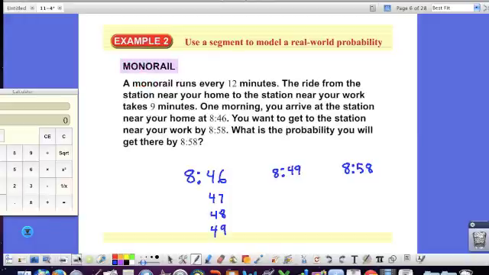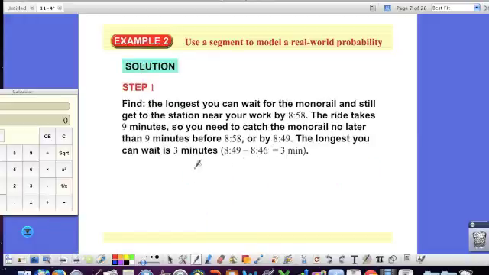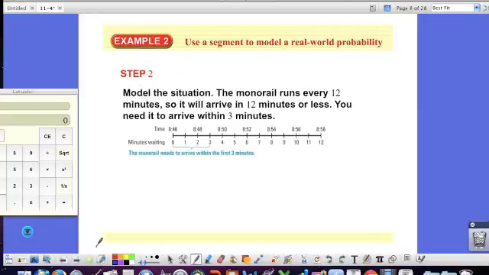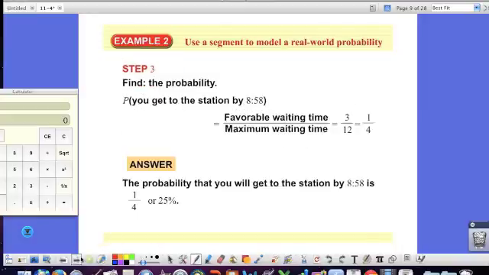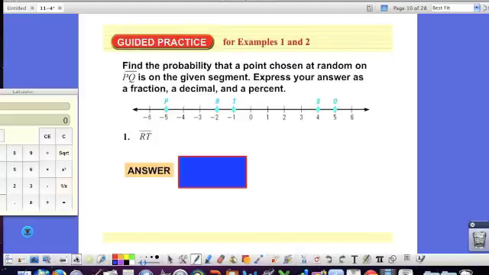Now, since it hasn't come at 8:46, there are 3 minutes that it can come out of the 12 minutes possible. So basically a 25% chance that it will arrive.